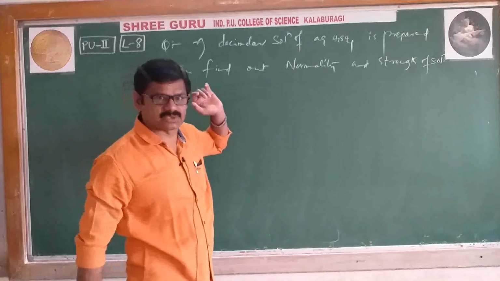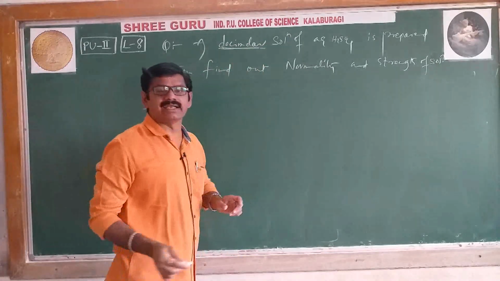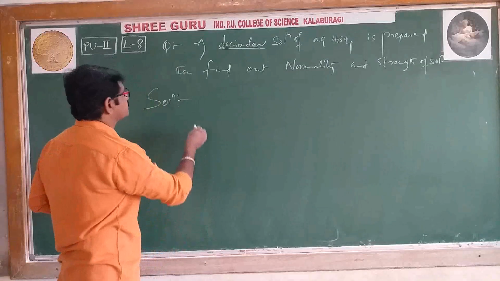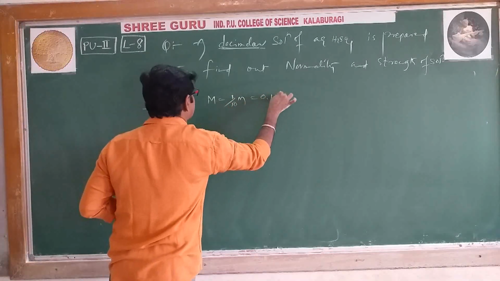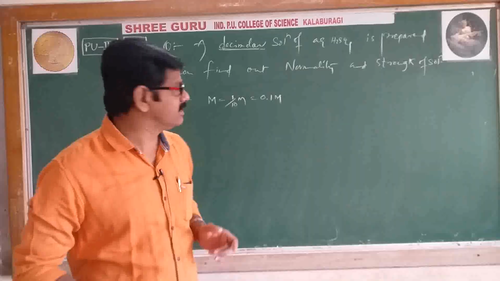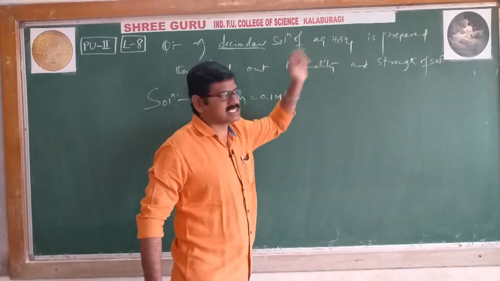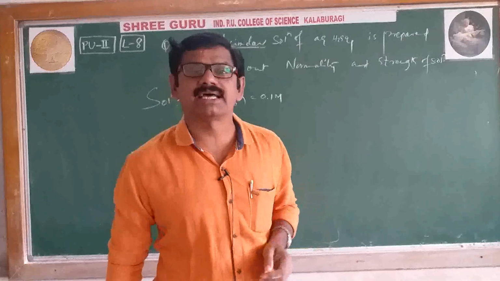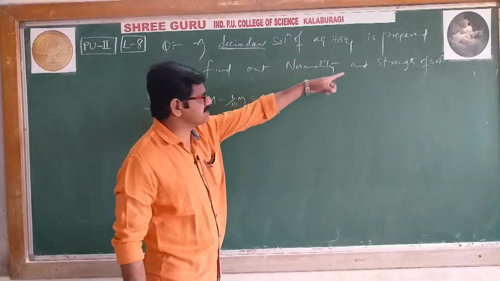If you understand the question properly, decimolar means the molarity is given directly in the question. Deci is 1 by 10, nothing but 0.1 molar. So 1 by 10 molarity is given. What is asked? And that too for aqueous H2SO4. In aqueous H2SO4, what is the solute and what is the solvent? H2SO4 is the solute, water is the solvent. Next, it is asking for the normality as well as the strength.